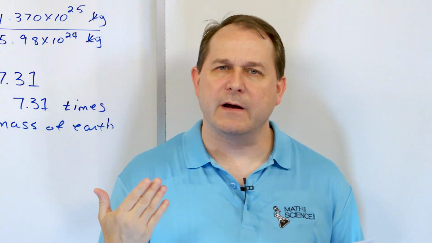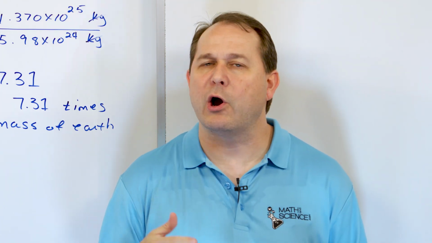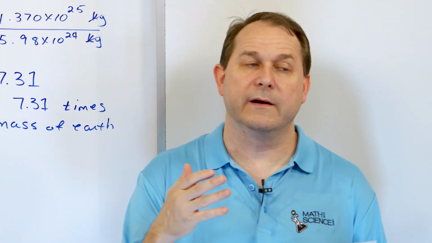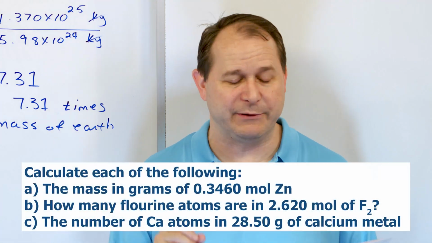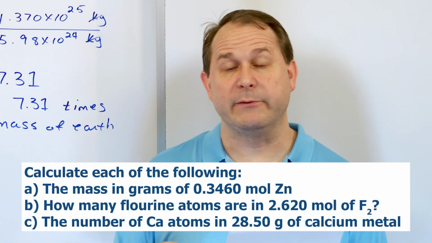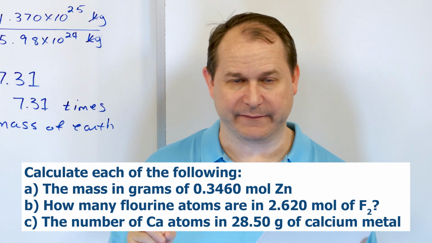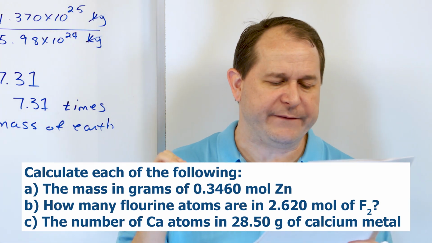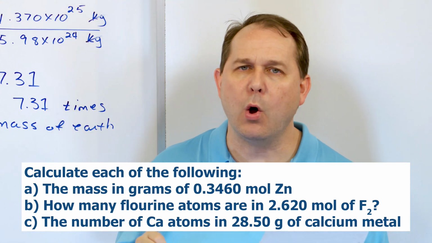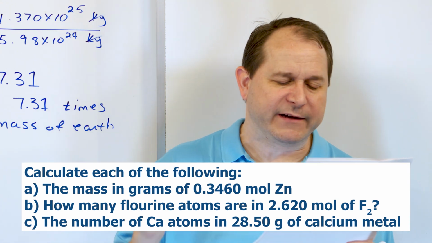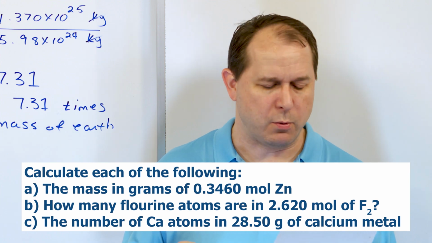All right, now we have 3 parts to the next problem. They're all really small, but they're all very, very important to understand how to accomplish. So here we go. Perform each of the following calculations. The first one says, what is the mass in grams of 0.3460 moles of zinc?